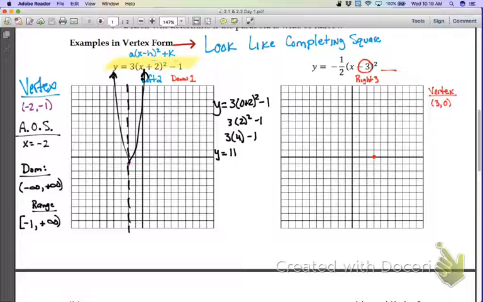Now from there, where's my axis of symmetry? Where's that imaginary vertical line going to go? X equals 3. Now, where did we get that number? Yeah, it was the x value of my vertex. So I'm going to have a vertical line, or kind of an imaginary line through the 3.